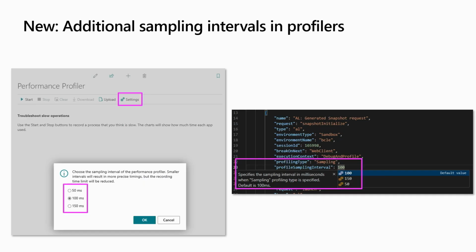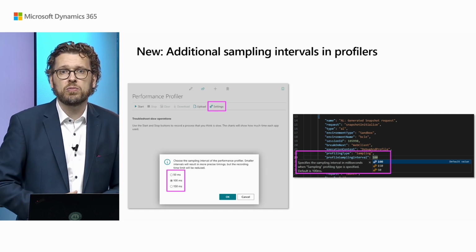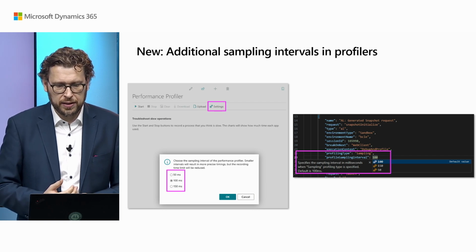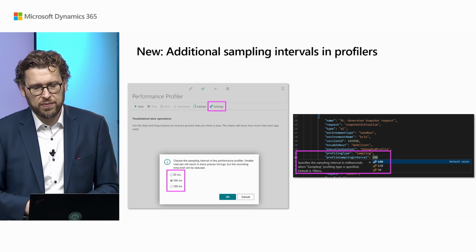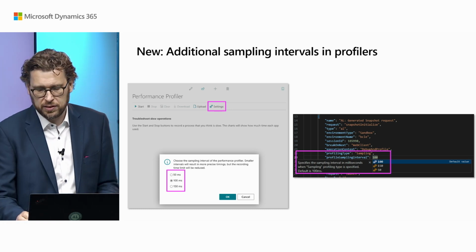So the default for now has been 100 milliseconds. We're now giving you the option to go a little lower than that, 50 milliseconds, or higher, 150 milliseconds. So that can give you more granularity to see smaller operations, or to limit the amount of data and only focus on the large, where time is spent, basically. In the inline profiler, there's a new settings button that will allow you to choose this. And in Visual Studio Code, when you're using the profiling type sampling, you have an option called profile sampling interval, where you can set the value between these three options.